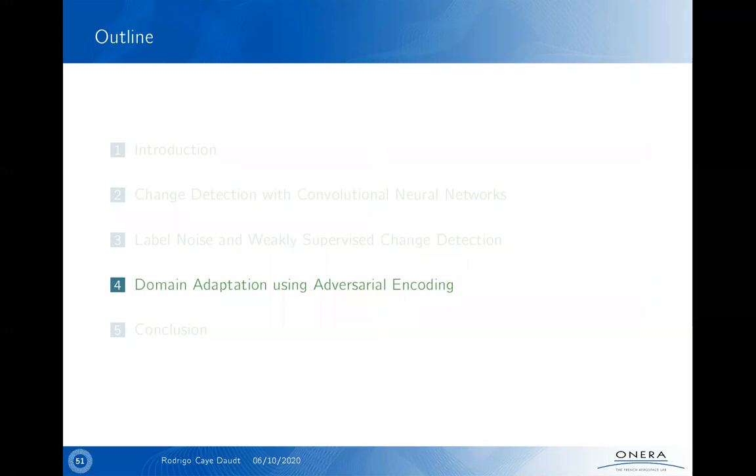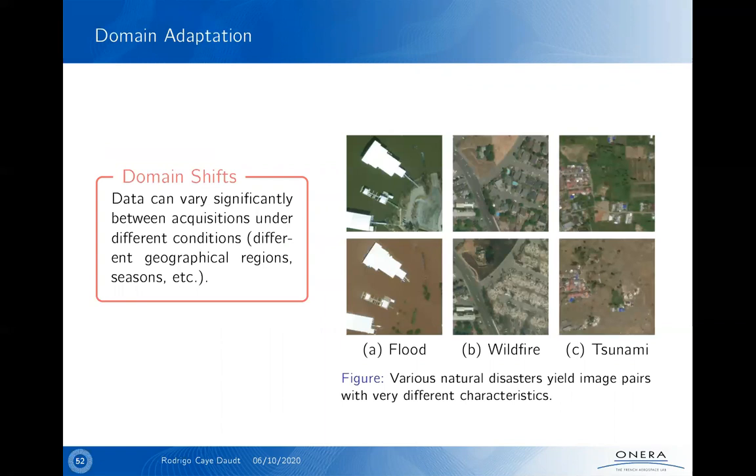Now, let's talk a little bit about the image side of the problems with the images. So data can vary significantly between different use cases. Here we can see 3 types of natural disasters. The first one is flooding, then wildfire, then tsunami again, but it's a different data set for tsunami.